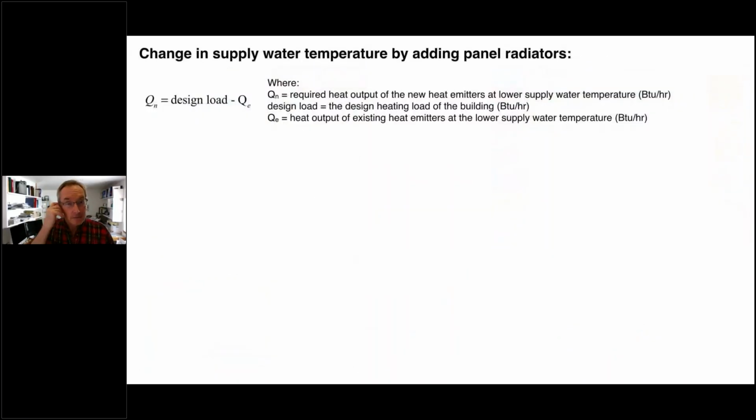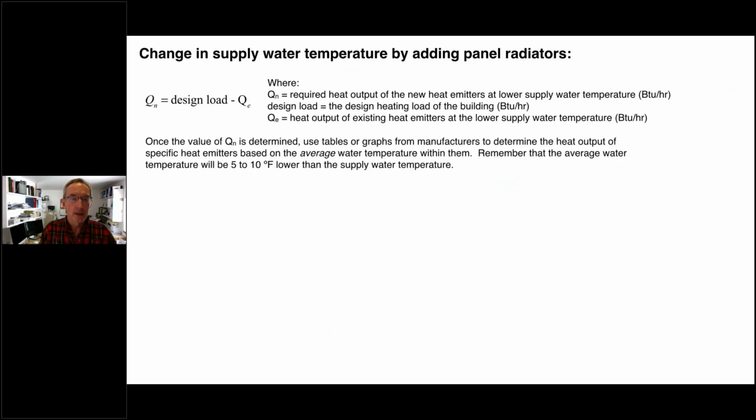Now, how many panels do I need? Well, there's a really simple formula, and this would be the exact same procedure you'd use for a fan coil. We're going to take the design load that we need to supply. We're going to subtract the output of the existing heat emitters. We're assuming we're going to leave those existing heat emitters in place. And that difference is what we have to provide through the new heat emitters, whether it's a panel rad or a fan coil, okay? So basically you have to go to manufacturer's data at this point.